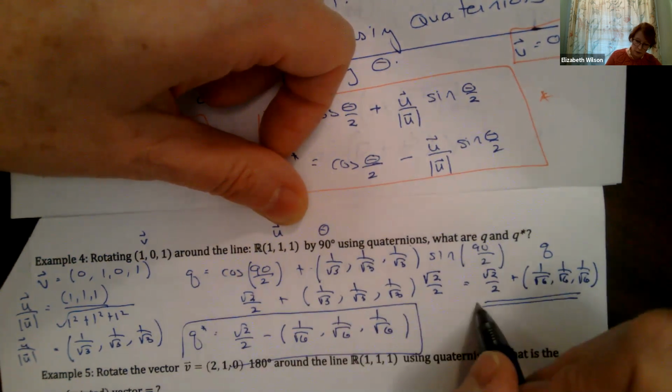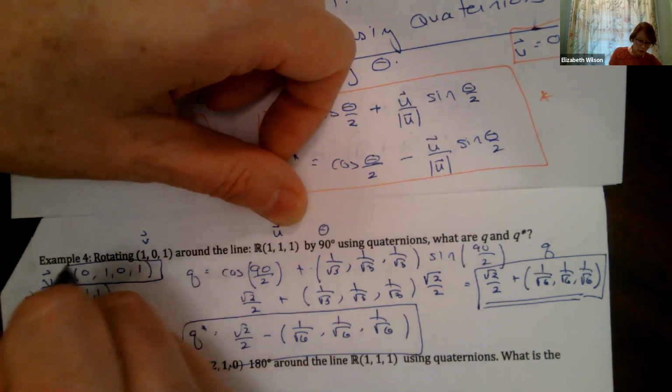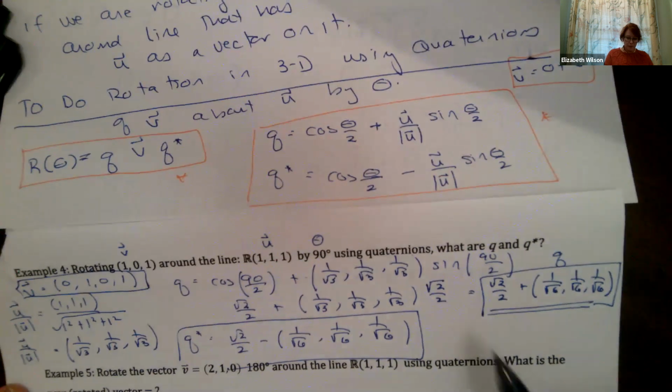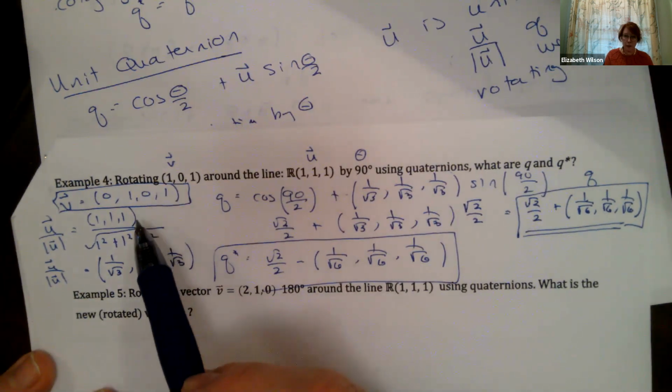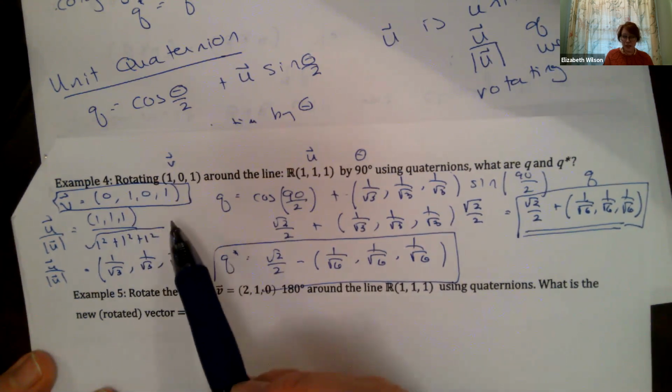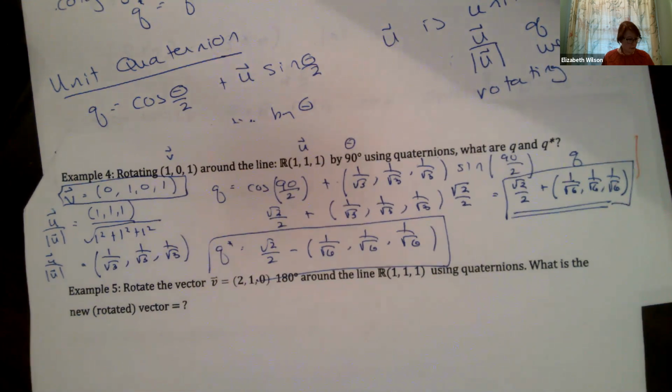So these are the Q and the Q star that I need, and this is the V that I need. So I would be multiplying to do this rotation. I would do Q times V as a quaternion multiplication. I'd get a quaternion answer, and then I'd multiply that by Q star. It takes a long time to do this stuff.